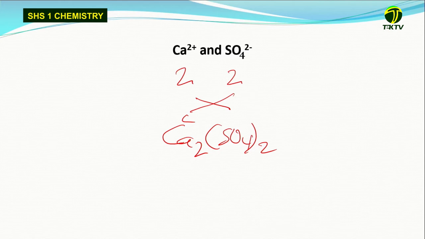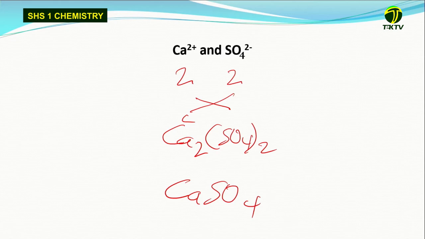And you see that 2 and 2, they are common. So this time we remove the bracket and we have the formula CaSO4. And that gives us the formula for calcium tetraoxosulfate 6. And so that is how we write formulae for compounds.